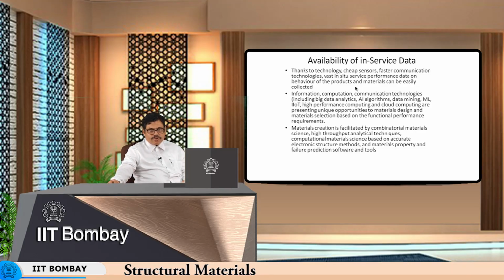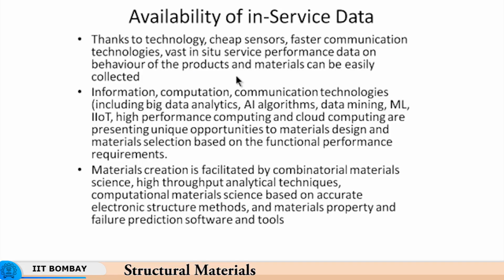So, what was not feasible earlier, material creation, new material creation, for example, the visualization of how the material will behave, how the new structure which you might have proposed will work in service conditions can all be predicted using laws of physics when they are modeled into different models at different length scales. So, material creation is facilitated by combinatorial material science, high throughput analytical techniques, and computational material science based on accurate electronic structure methods and materials property and failure prediction software tools.